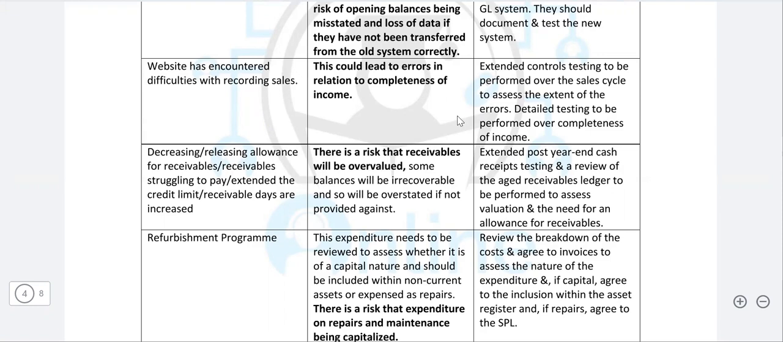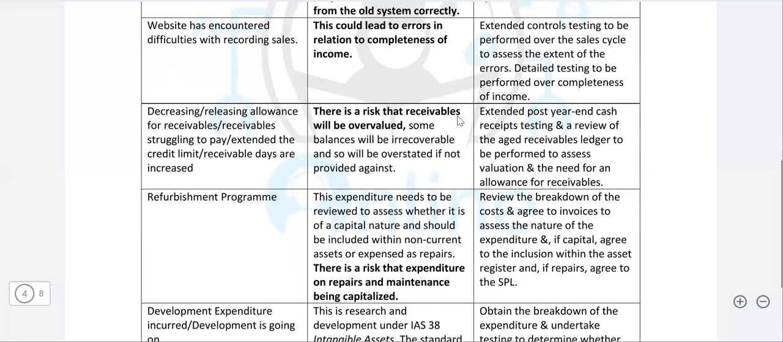But for example, if you're going the other way around, like this could lead to the loss of sales, the customer may be dissatisfied, this is not what you're required to write over here, because that is a business risk. You're supposed to relate it with the financial statement.